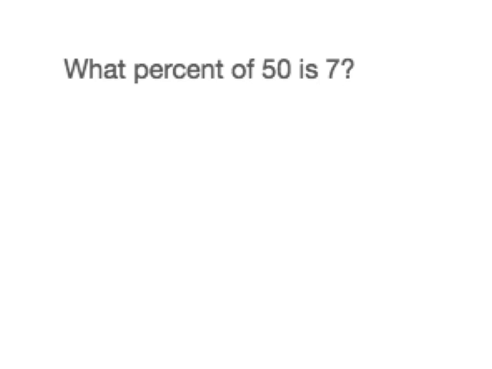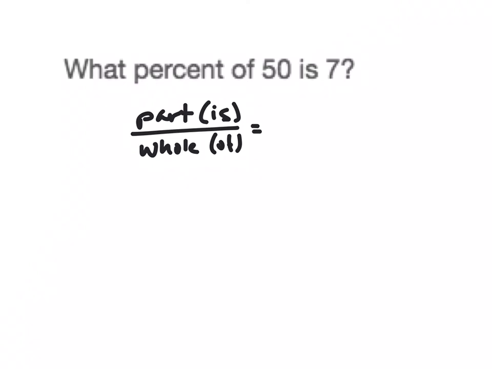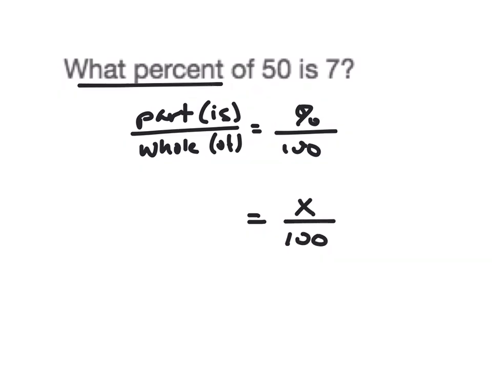All right, let's move on to the last one. It says what percent of 50 is 7? So I'm going to do part is divided by the whole, which is of, and that's going to give me percent over 100. It says what percent. That's my unknown, I don't know what that is, so I'm going to put an x up here over 100, and then it says of 50. So 50 is going to go in my denominator here. And is 7, so the is 7 part is the part of my whole. I'm going to put a 7 here.